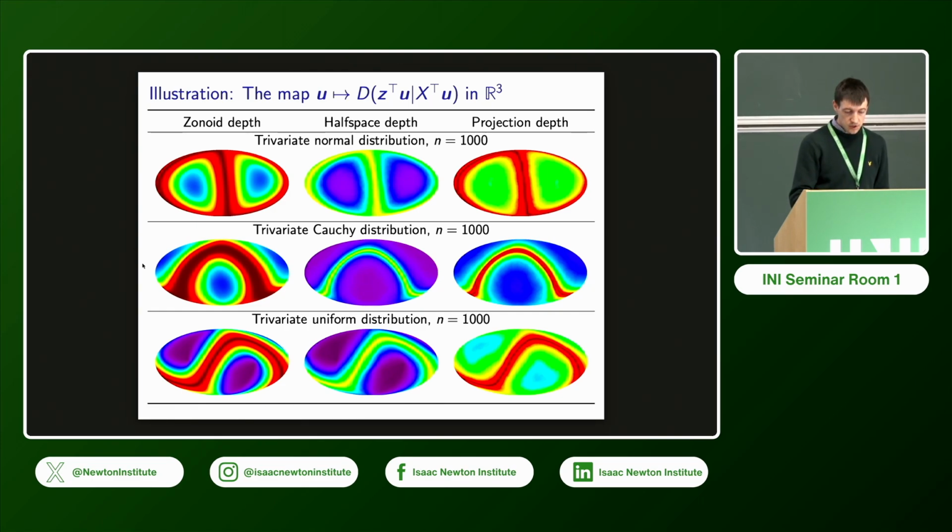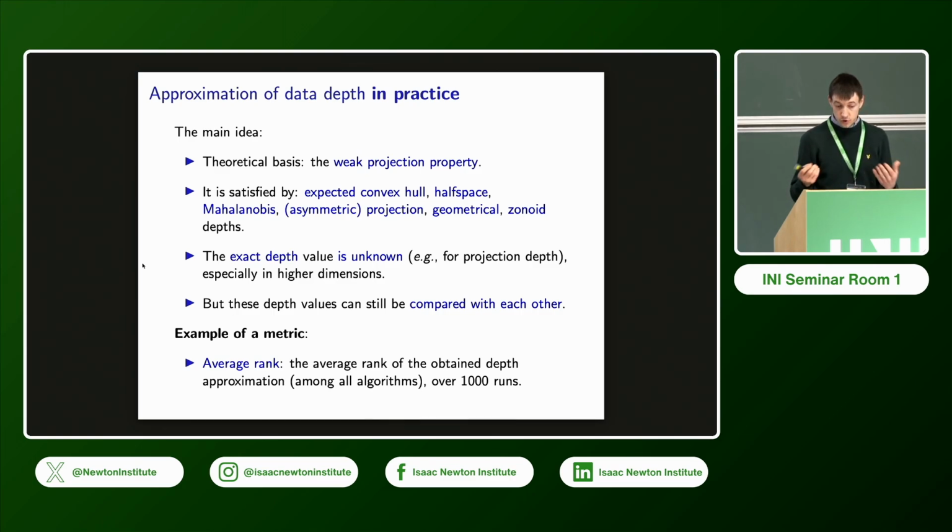So what do we do? We take as a basis this weak projection property, which is satisfied by a number of depths, but by far not by all. And the problem is that, okay, we will be developing some statistical computational methodology, but we don't know the exact value. So we actually, and this is empirical, can't do much.